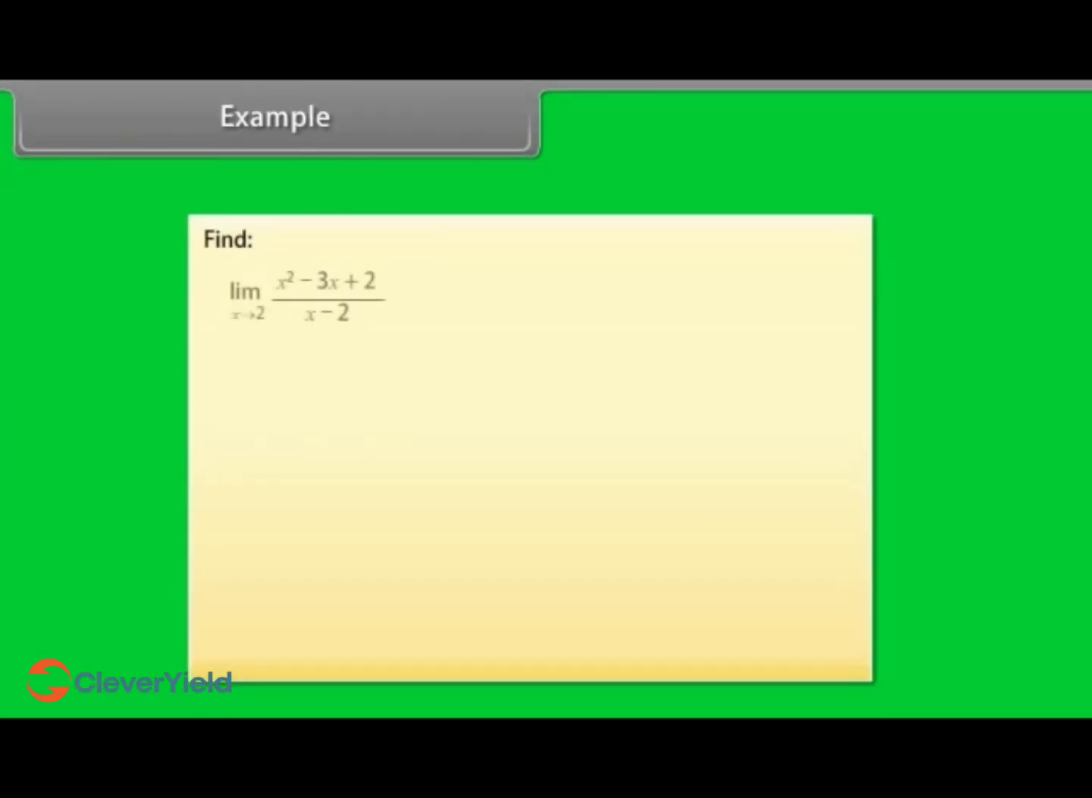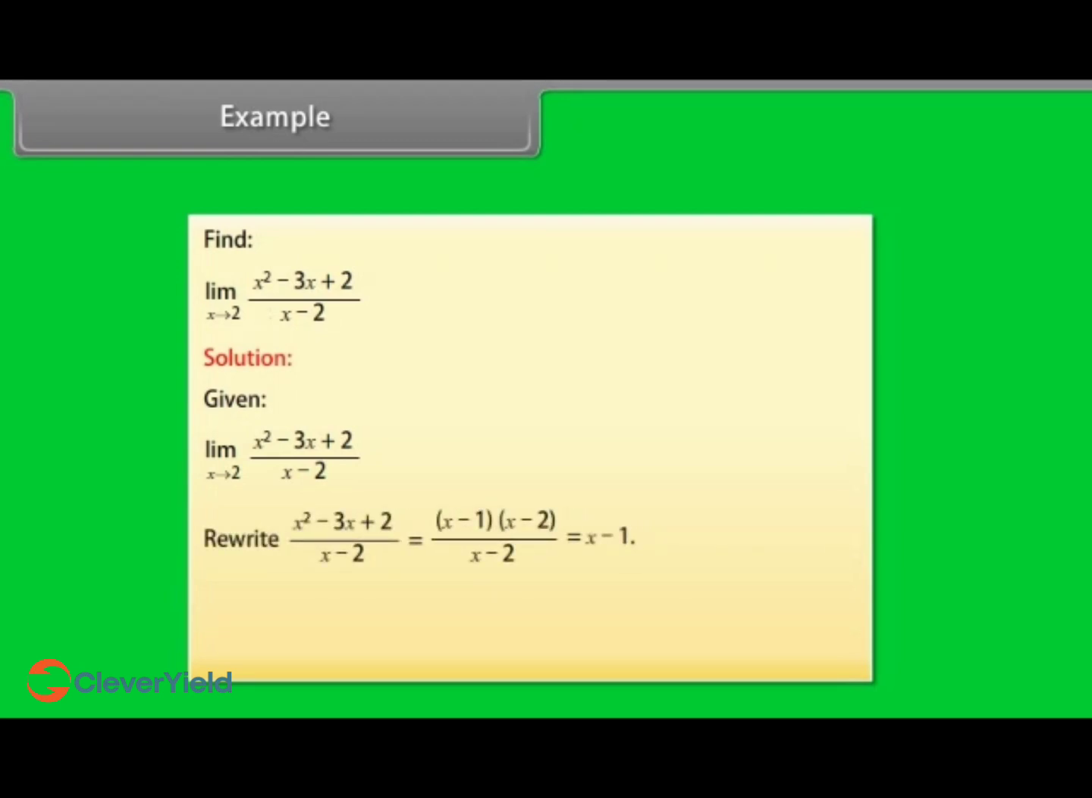Example. Find limit x tends to 2 of (x² − 3x + 2) divided by (x − 2). Solution. Given limit x tends to 2 of (x² − 3x + 2) divided by (x − 2). Rewrite (x² − 3x + 2) divided by (x − 2) as (x − 1)(x − 2) divided by (x − 2), which is equal to x − 1. Hence, the limit is equal to limit x tends to 2 of (x − 1), which is equal to 1.